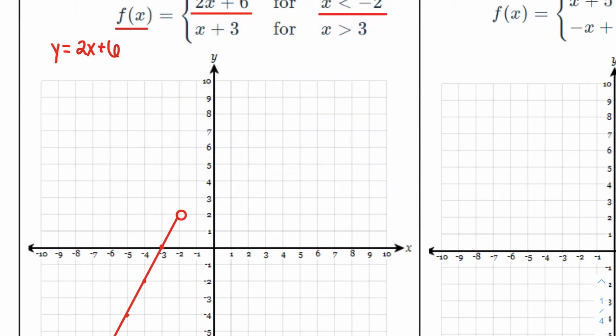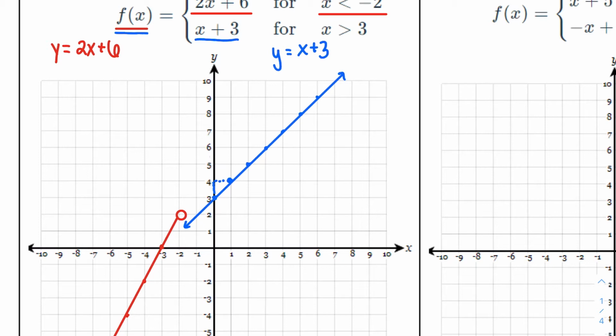Now, we look at our second piece, when f of x is equal to x plus 3. So y is equal to x plus 3. Again, what that means is we start at 3 and we have a positive 1 slope. So we go up 1, right 1, up 1, right 1. And our graph would look like this, and our line would, of course, look something like that.